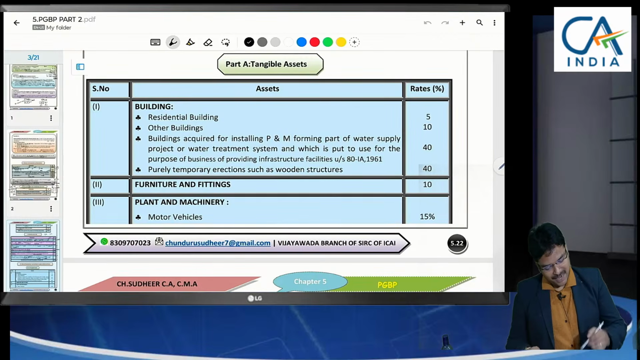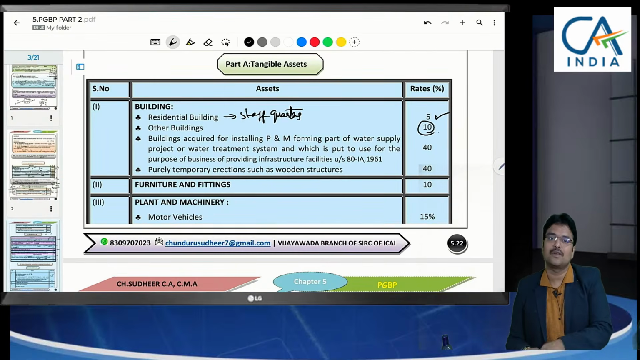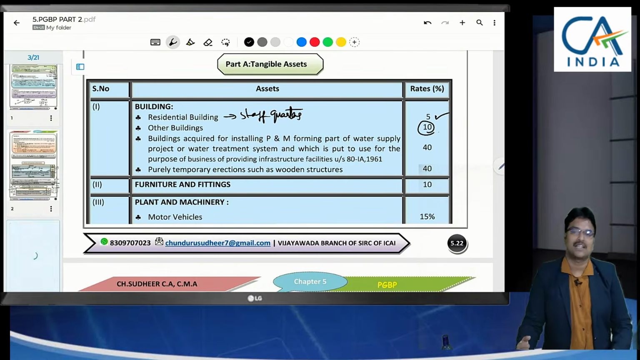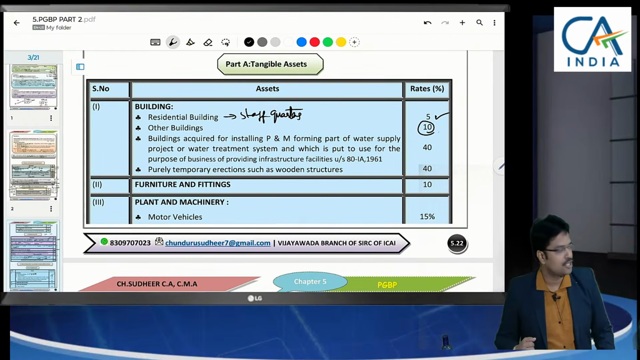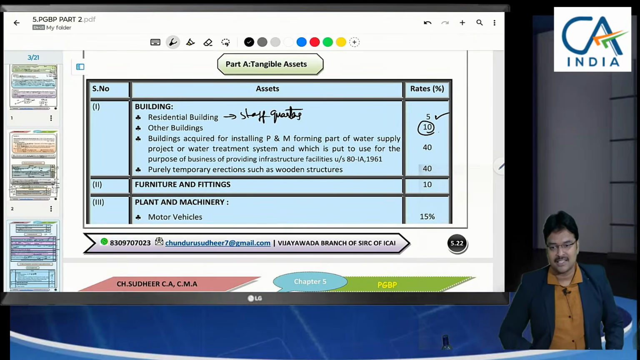So, buildings we can claim 5% depreciation. Residential, sorry, buildings 10%. What do you mean by the term residential building? Staff quarters. Company staff quarters will be treated as used for business only. So, on staff quarters they can claim 5% depreciation. Usually on building how much is the depreciation rate? 10% is the depreciation.